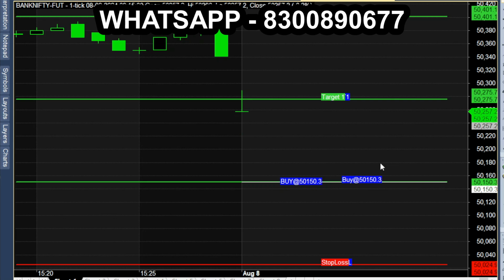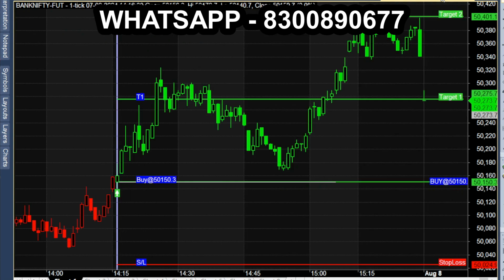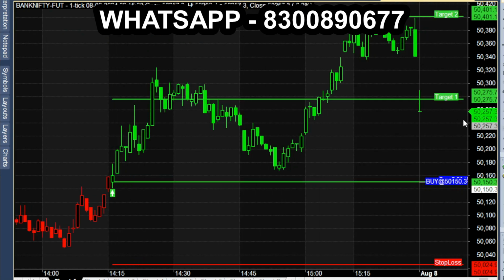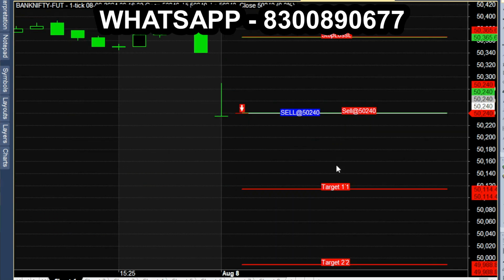9:15 a.m. market open. Previous day after 2 o'clock a buy trend, a buy call began. Can you see that green color candle? That is where the buy trend started and ended up breaking out both the targets at 3:30. Today, after 1 minute of market open, a sell call was generated, a red color candle opened.